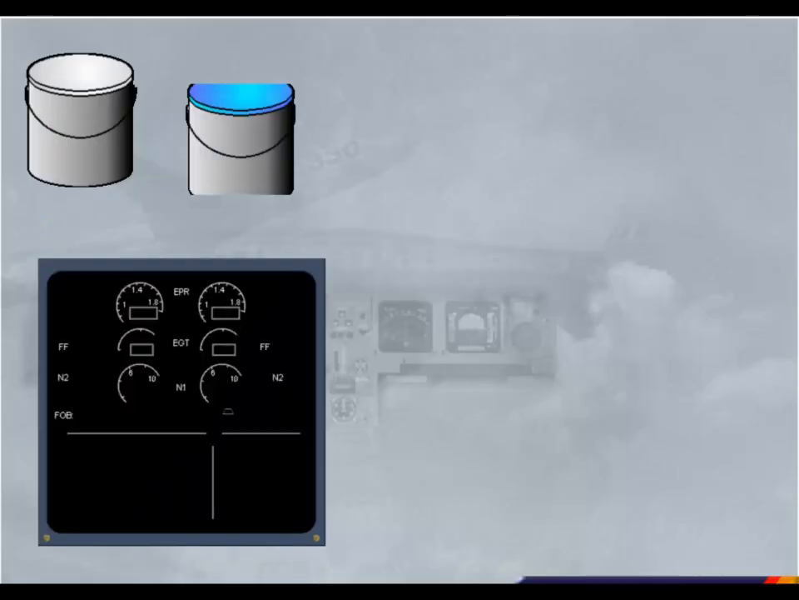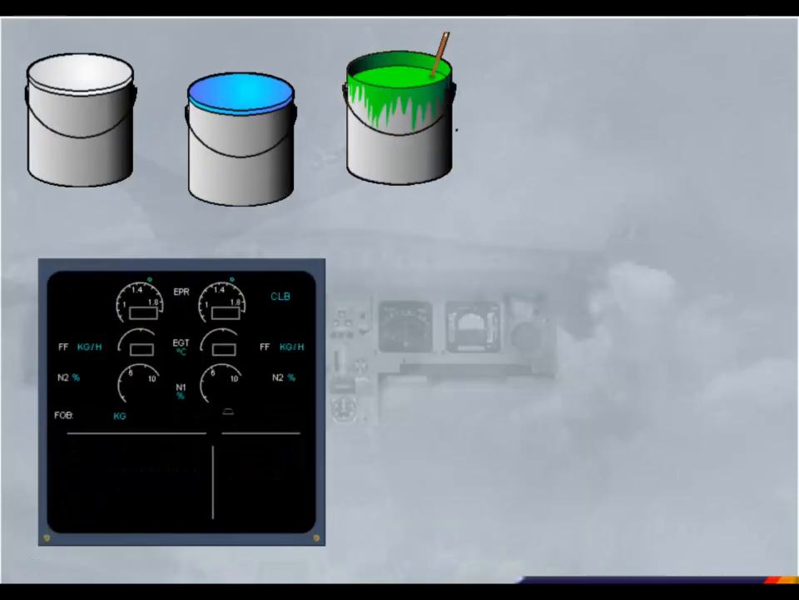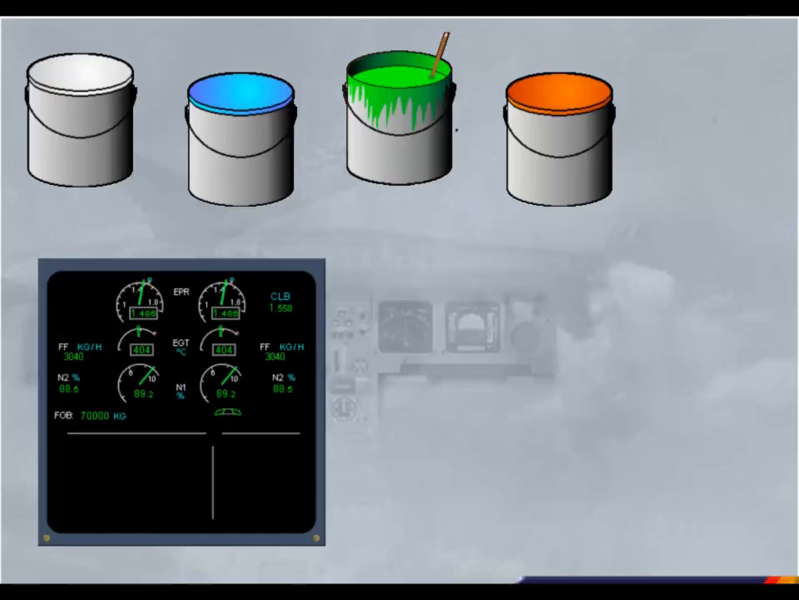Color coding is used on the ECAM screens for clarity and to aid identification of abnormal parameters. The main colors used are white, blue, green, amber, and red. During the course, you will become familiar with the use of this color coding. Let's start with the last three, green, amber, and red, which are the most important.